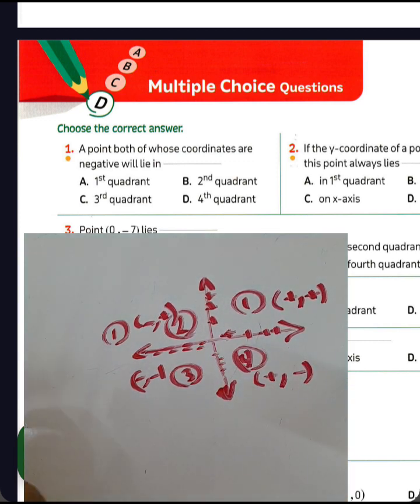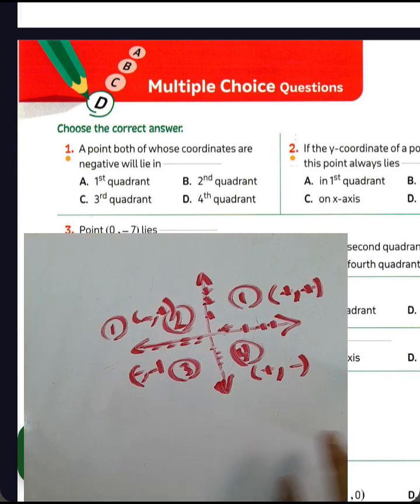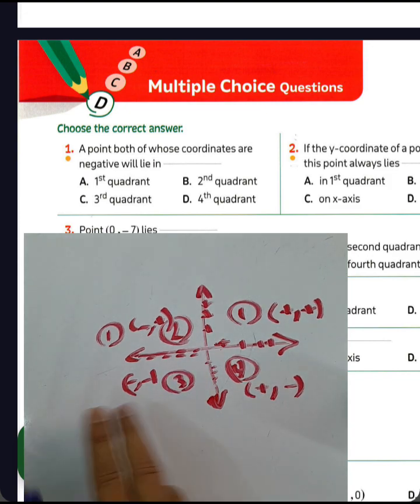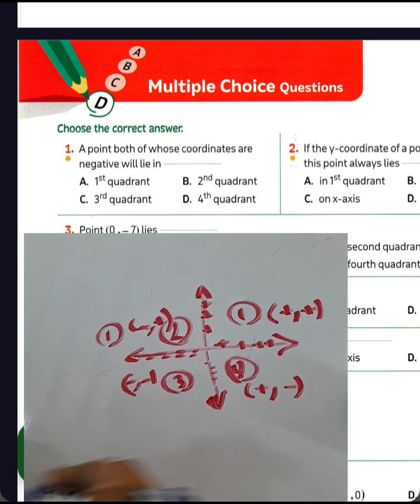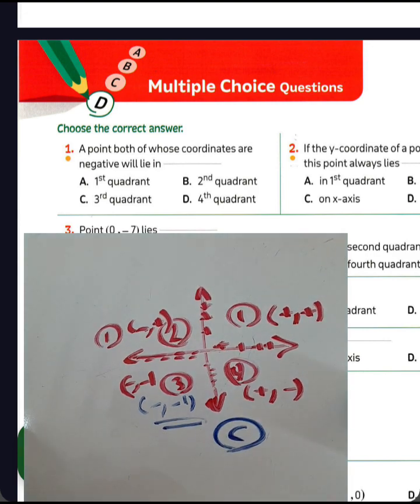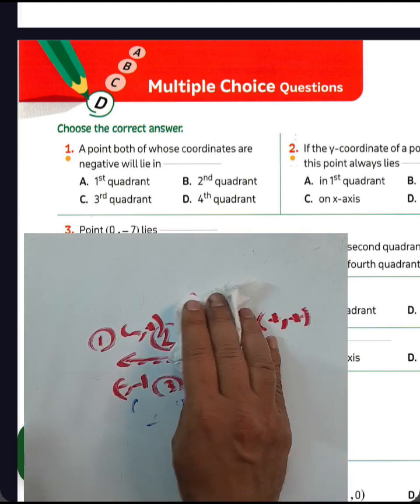And what does he ask about? Two similar signs, in the third quadrant. A point both of whose coordinates are negative, negative and negative, is in the third quadrant. Choose letter C for question number 1.